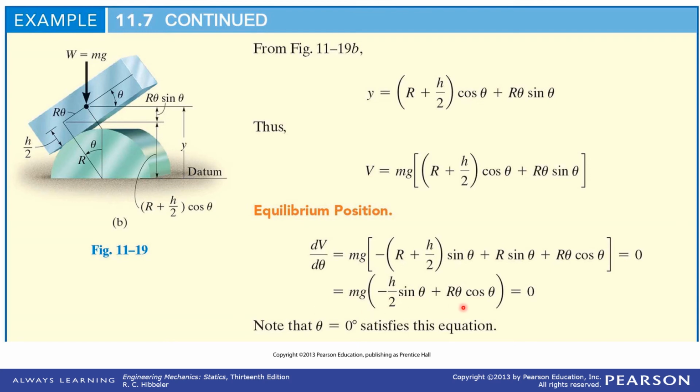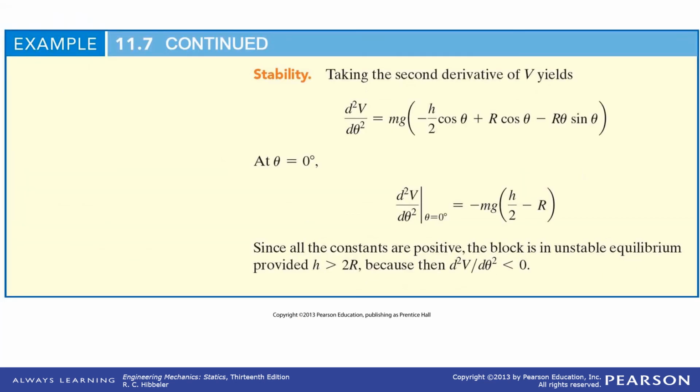Crunching the math, you get this, you set it equal to 0, sine theta, when theta equals 0, that satisfies it. When theta is greater than 90 degrees, in other words, the darn thing is hanging upside down, it also satisfies it. So you can figure things out. Second derivative of the potential energy, you get this expression.